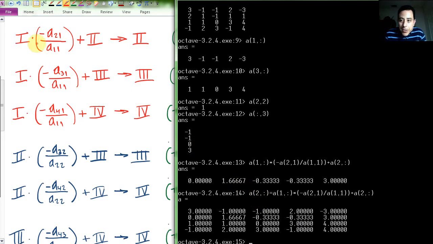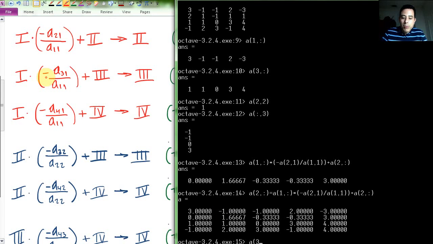Look at this. I'm just translating this into Octave. So whatever this operation is, I need to put that in row 2. So I simply do, okay, row 2 would be equal to that. Row 1 times the opposite of A21 divided by A11 plus row 2. Look at what the new matrix A looks like now, right? 0 here, right? So that coefficient or that term is eliminated.